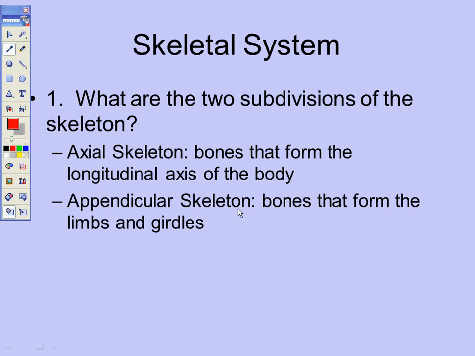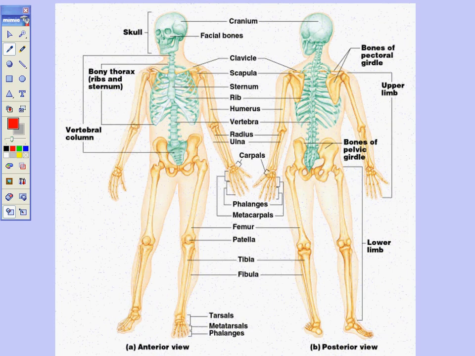When I hear the word axial, the first thing I think of is axis, and so those are going to be the bones that run through the midline of the body, and that's going to include the skull, the vertebral column, and the ribs. So you can see the axial skeleton right here: the skull, the vertebral column, and the ribs.